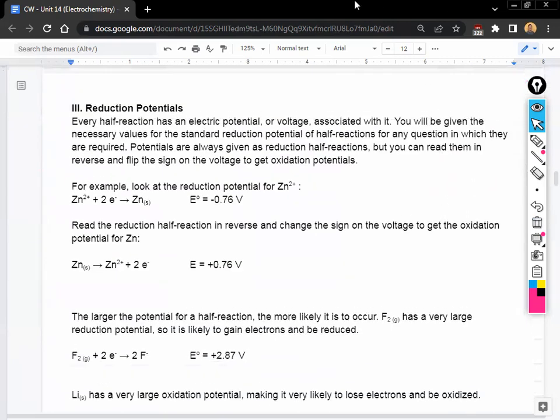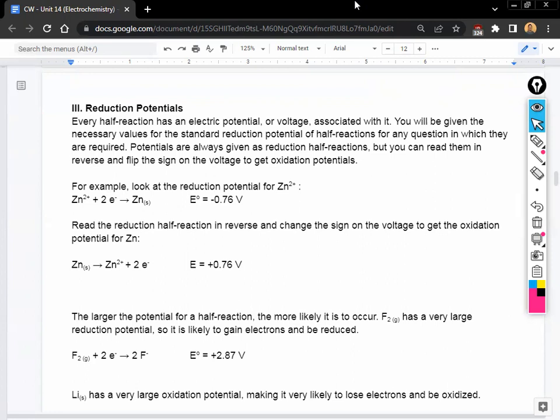Okay, so this is the second half of electrochemistry. The first half is about redox, where the electrons move around and whatnot. And the second part is about something called reduction potentials. Reduction potentials are where we look at the actual electric potential, or voltage, that has to do with every half reaction.